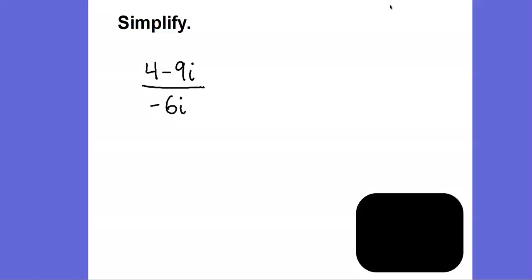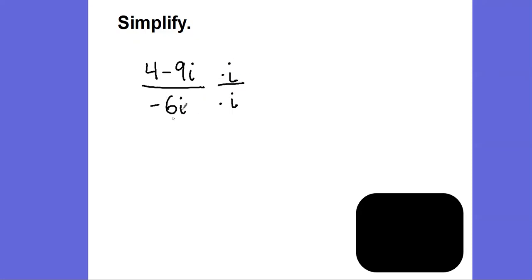4 minus 9i all over negative 6i. So we have an i in the denominator here. We need to get rid of that. We're not allowed to have a root of -1 in the bottom. And what we can do here is just multiply the top and the bottom by i.